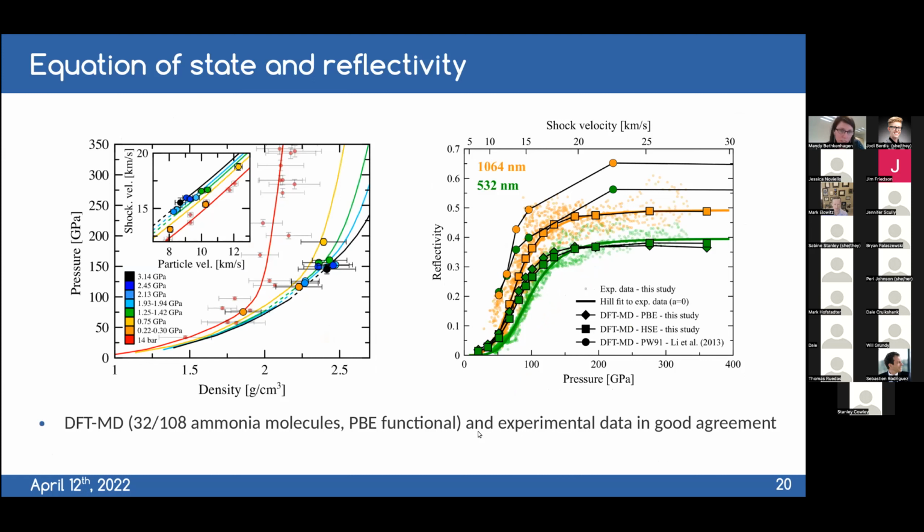So first of all, we check, of course, the equation of state data and then also the reflectivities that were measured, if they agree well with the DFT-MD data. So here on the left, all the solid lines are DFT predictions, and then the points, the big and the small ones, are points for different pre-compressions for ammonia for the equation of state. And then on the right, it's the reflectivity at two different wavelengths. And there you see the symbols are DFT, and then the solid lines are the experimental averages. And you see they actually agree very nicely too.